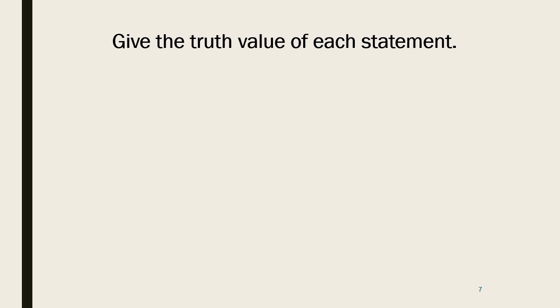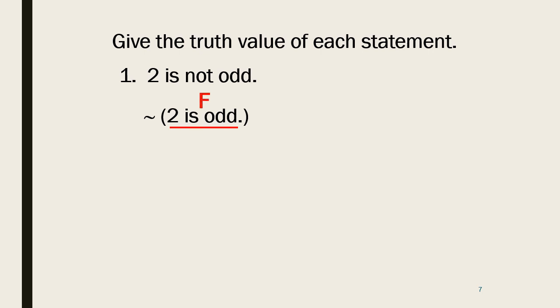So give the truth value of each statement. Number 1, 2 is not odd. This is how it is written in negation form. Let us put the negation symbol outside. So not 2 is odd. So 2 is odd is false. Not false is true.